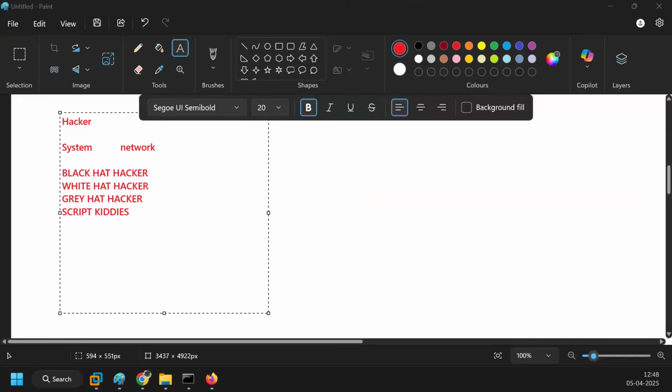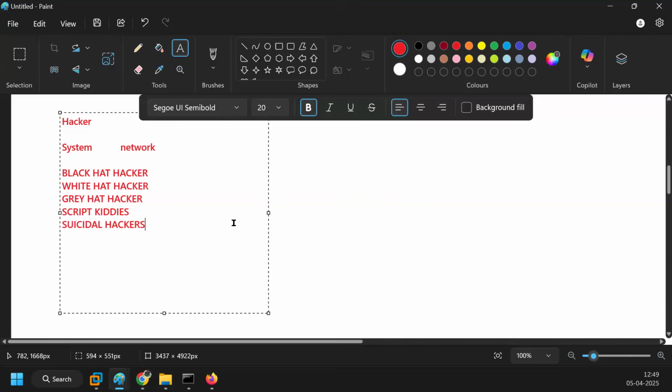Then, after the script kiddies, the next one is the suicidal hackers. These are hackers who know the legal obligations and the legal outcomes, unlike our script kiddies. But even after finding out that if they perform a hack, they will end up behind bars, they are still performing the hack. They are not worried about getting caught.